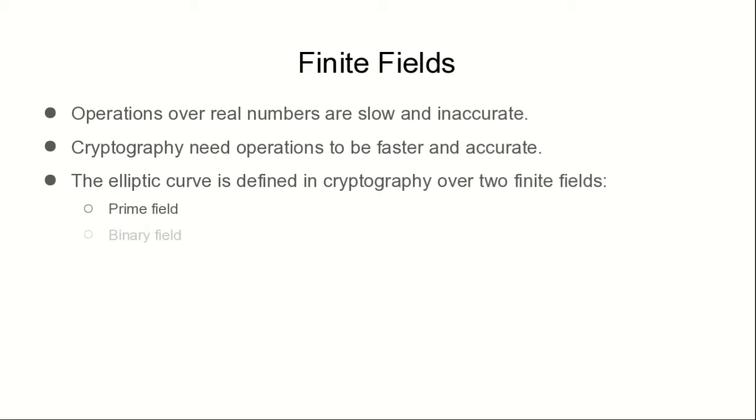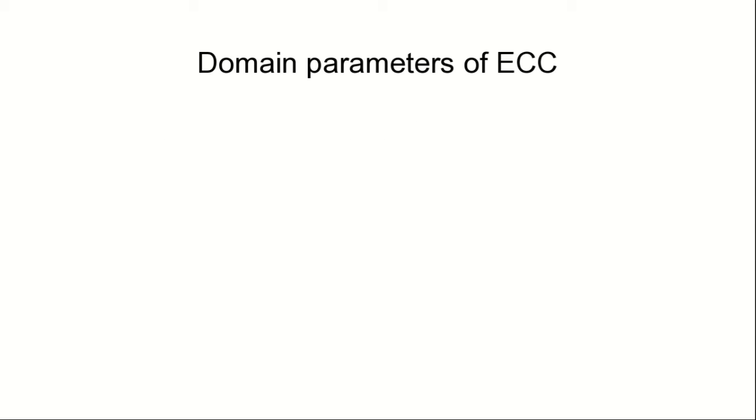But computers are very bad at real number precision, so we can't use them in cryptography. We need something better, something fast to calculate and something accurate. We have two solutions: using a prime field or using a binary field.